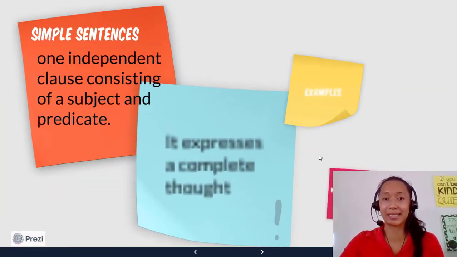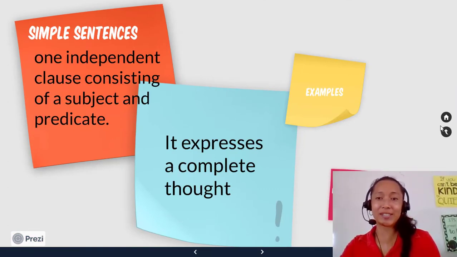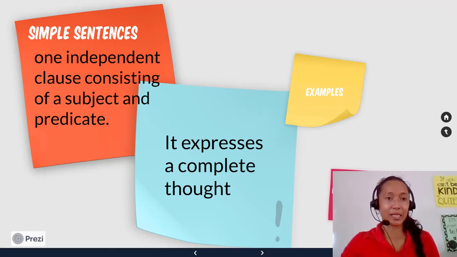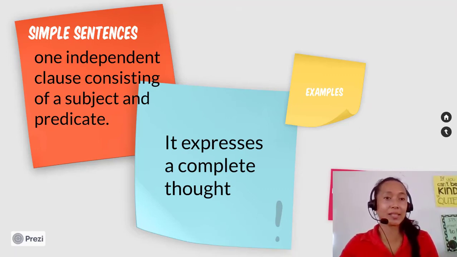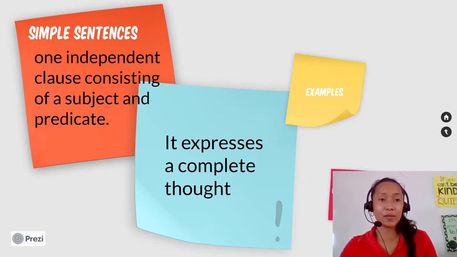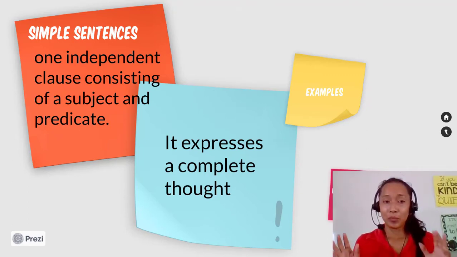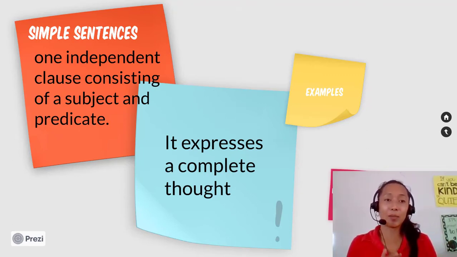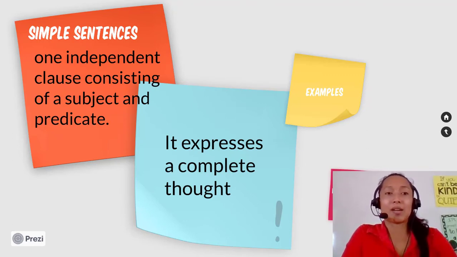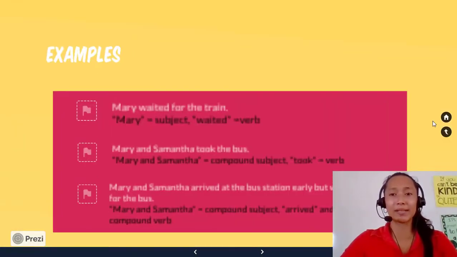Let's take a look at the one that we're looking at in this video. We're looking at simple sentences. Like the word suggests, these are the simplest form of sentence writing. The meaning says simple sentences involve one independent clause consisting of a subject and a predicate. One independent clause. Remember, independent clause can stand alone. So a simple sentence is a group of words that has a subject, predicate, and a complete thought, just like an independent clause. So a simple sentence equals basically an independent clause, right? So it expresses a complete thought. Here are a few examples.